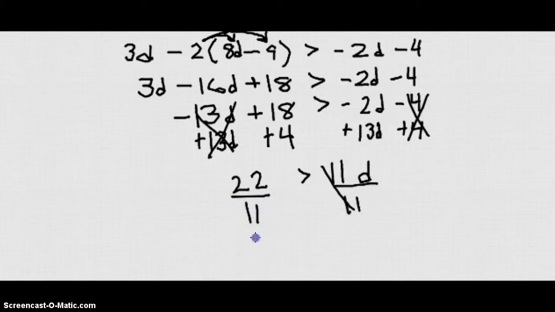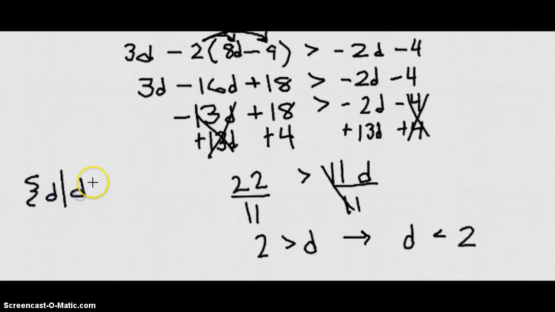We get 2 is greater than d. Flip it around. D is less than 2. So we can write that solution set d such that d is less than 2.